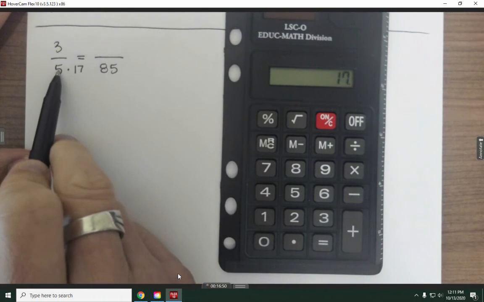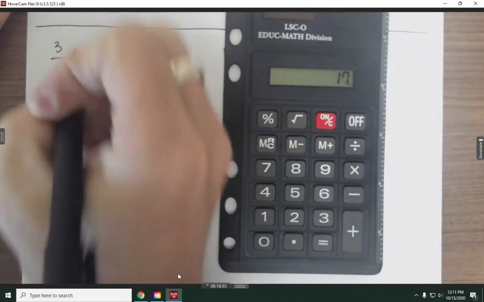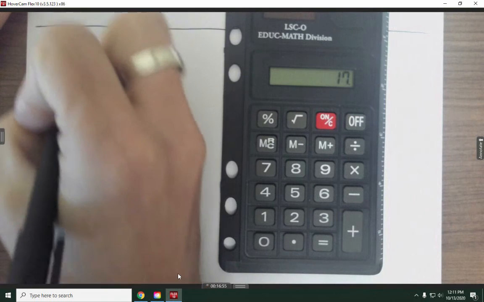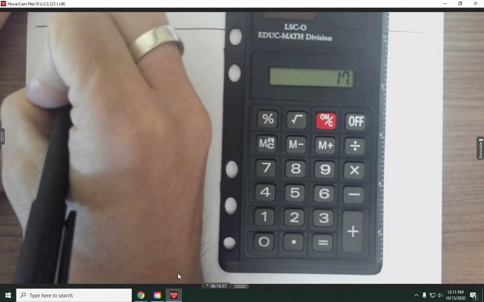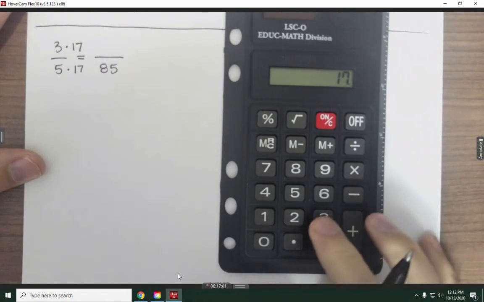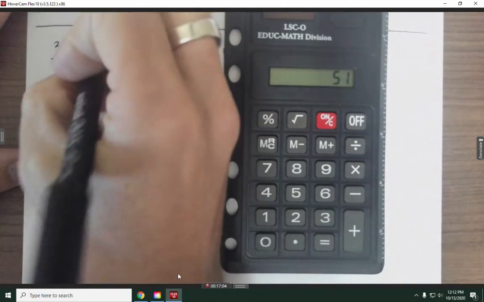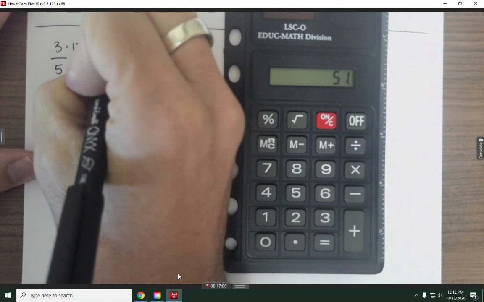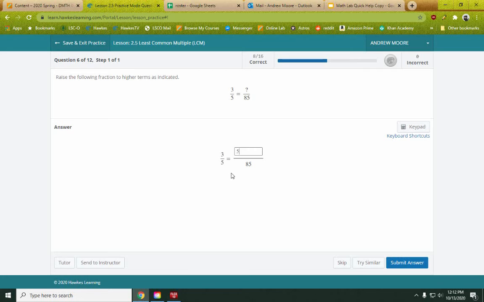Now, whatever we multiplied the bottom by to get to here, that's what we're going to have to multiply our top by. So we're going to multiply that by the same 17. And so if we do 3 times 17, we can just do times 3. That gives us 51. So that's our numerator that we're looking for.